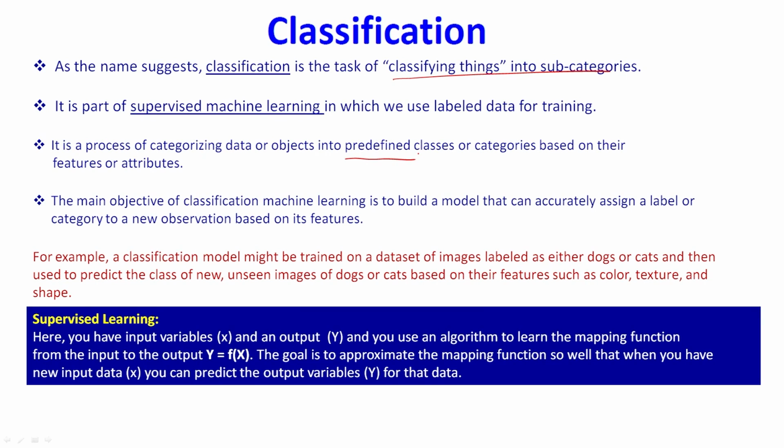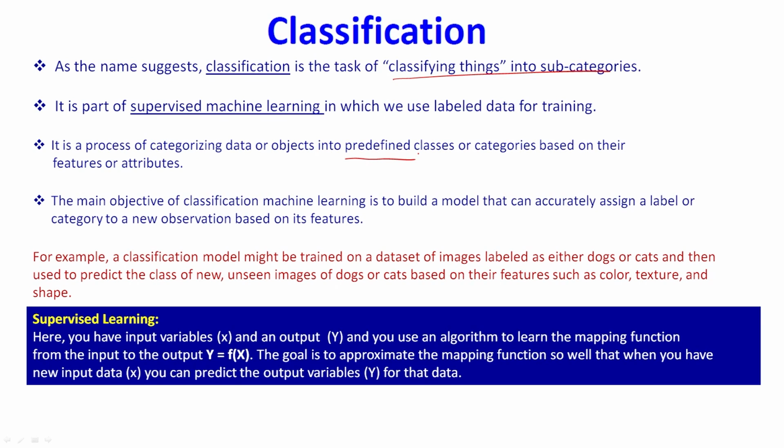The main objective is to build a model that can accurately assign a label or categorize a new observation based on its features. To give you an example, let us say a classification model is trained on images, and the images are labeled as dogs or cats. You have a lot of images, some dogs and some cats, and you train your model that this image is a dog, this image is a cat, based on features like color, texture or shapes. Then you take a new image and ask the classifier whether this is a picture of a dog or a cat. That is exactly what classification does.